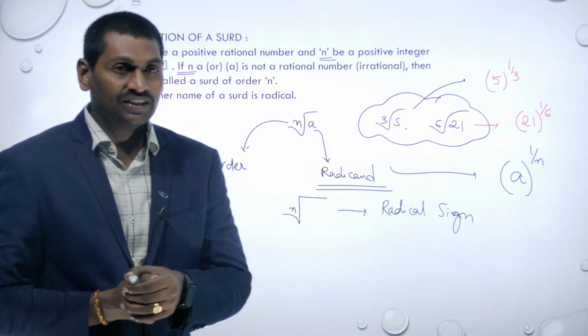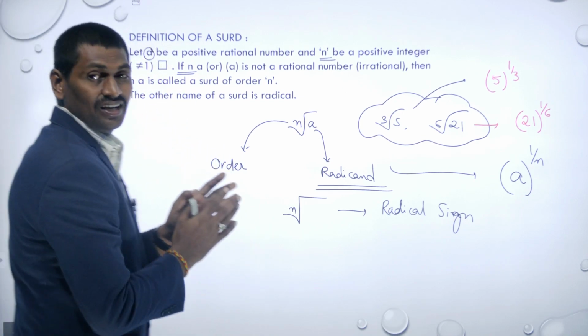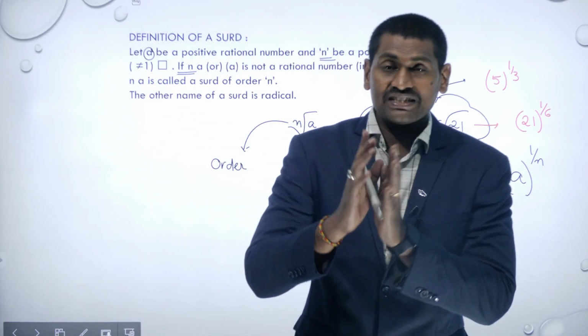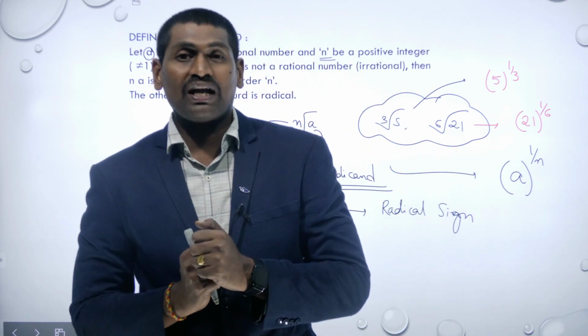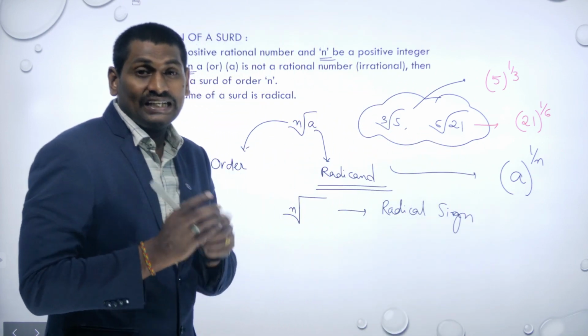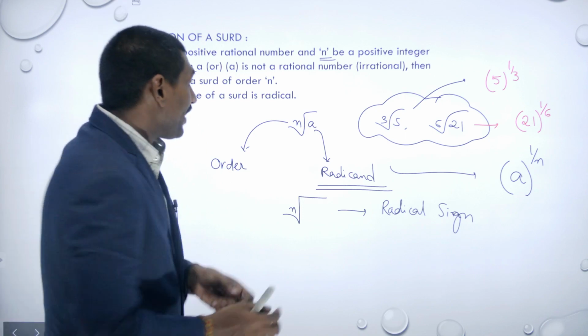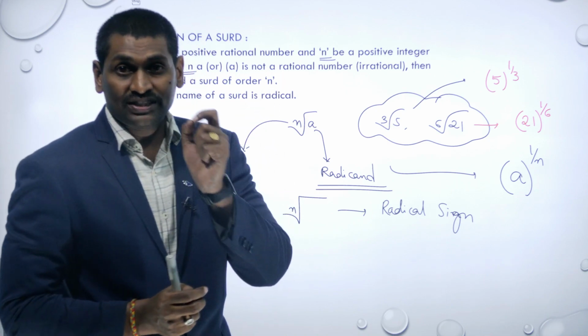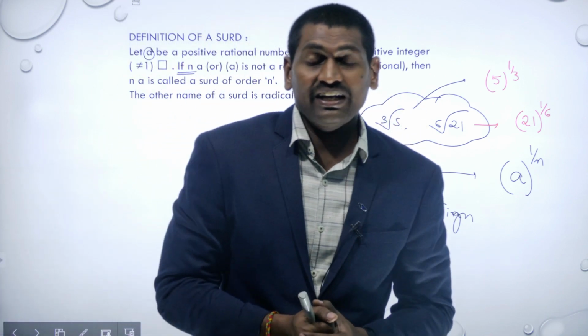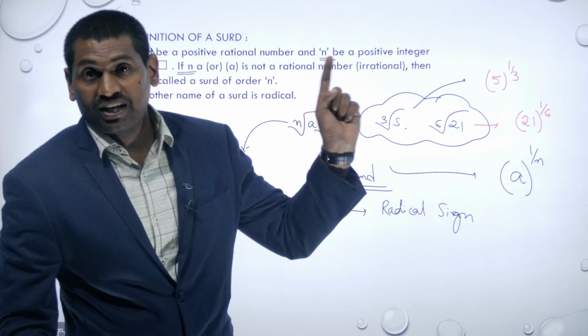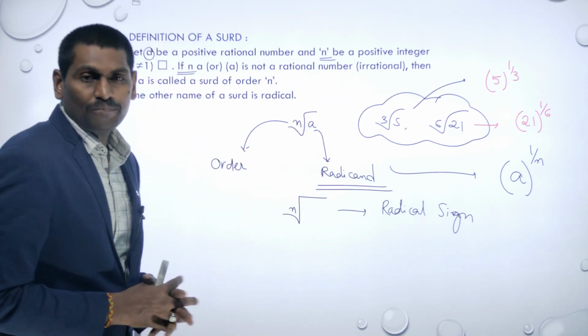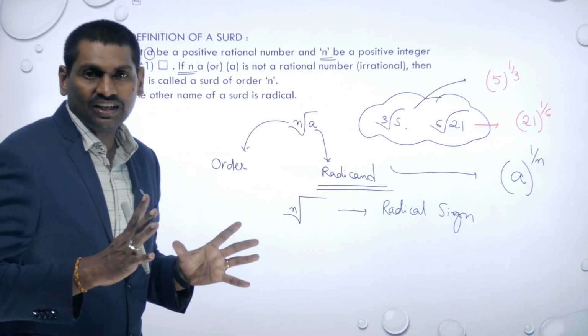I hope you understand. Whenever a is a rational number and n is a positive integer, it can be expressed in the format of nth root of a, which is called a surd, where a is called the radicand and n is called the order of the surd. Clear?